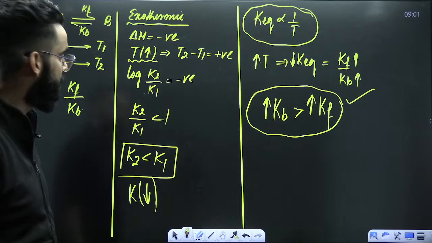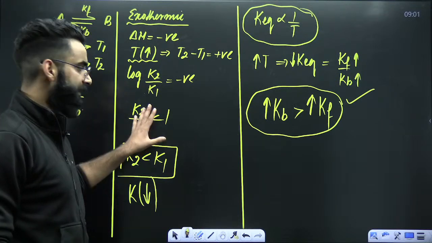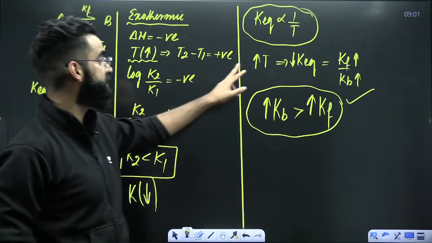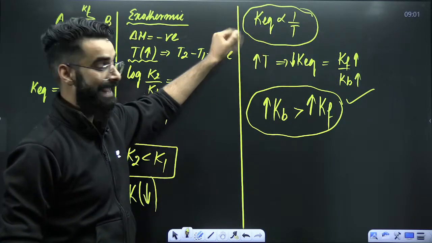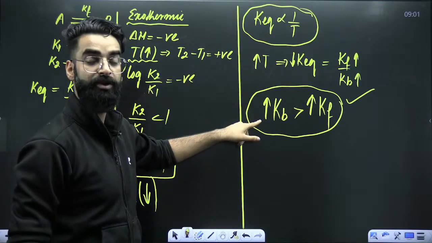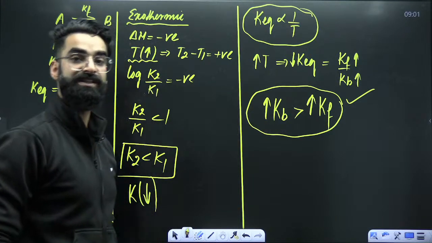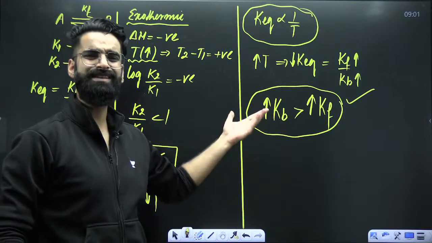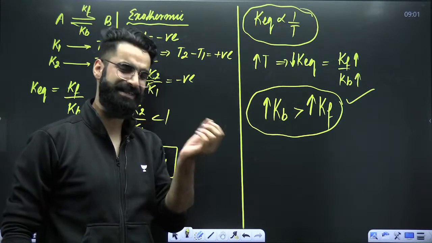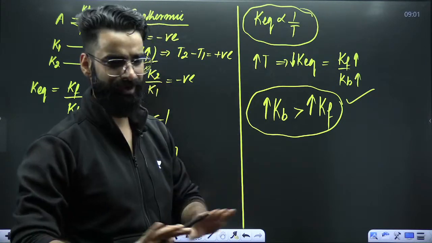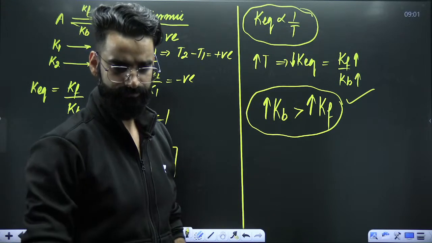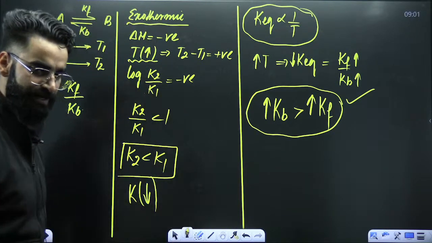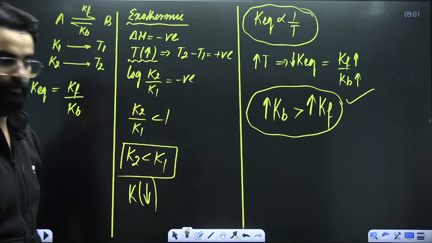In case of exothermic reactions, on increasing the temperature, equilibrium constant will decrease, right? And at the same time, increase in the value of Kb will be more than that of increase in the value of Kf. Why is that? Why is it happening? There is one more logic behind that. That is activation energy. I'm not going into that logic. Leave that part aside. That's the graphical reason. You just have to remember these points, which I told you right now.